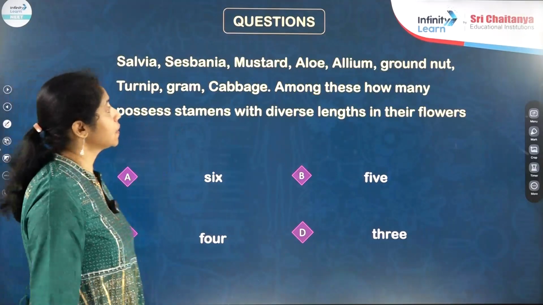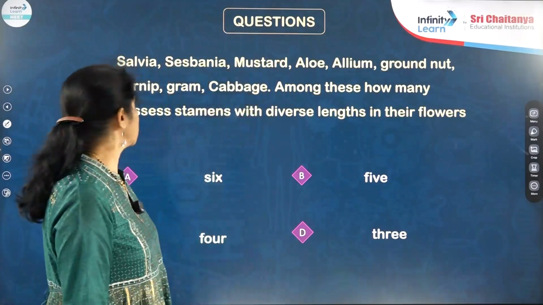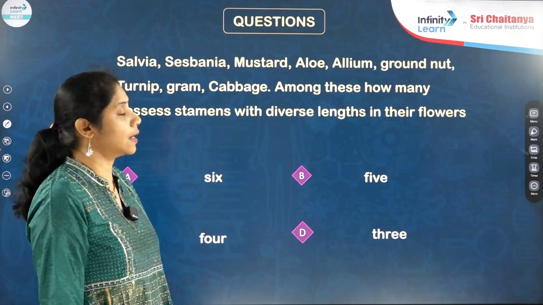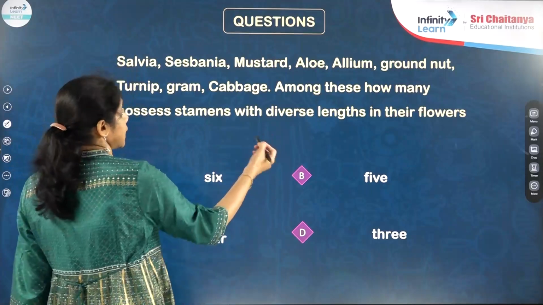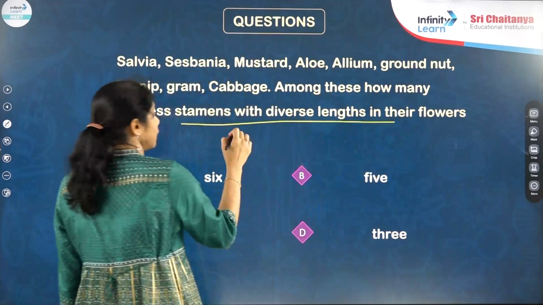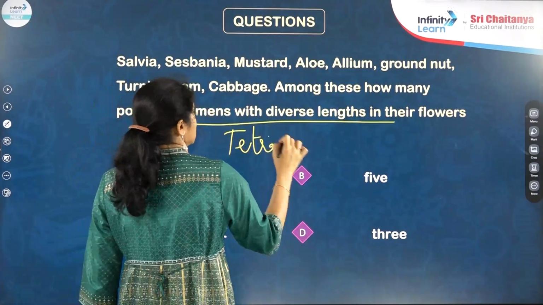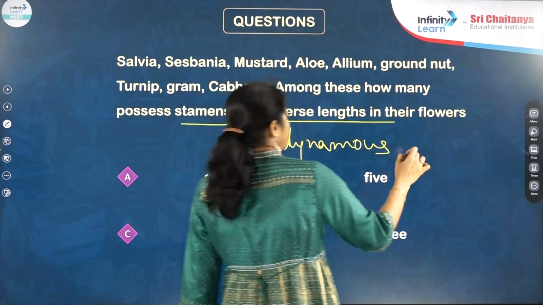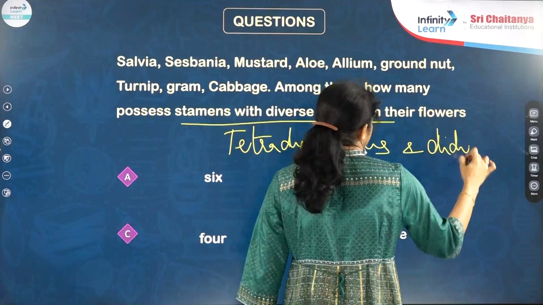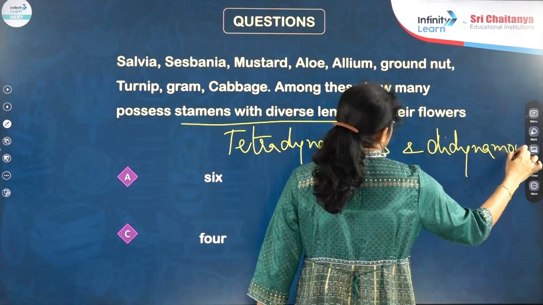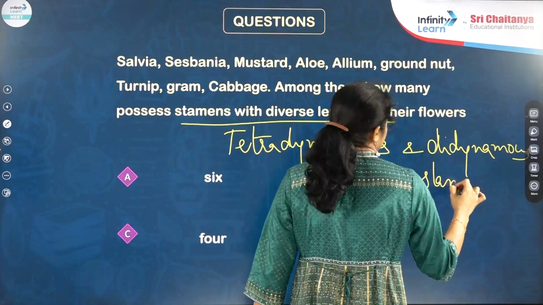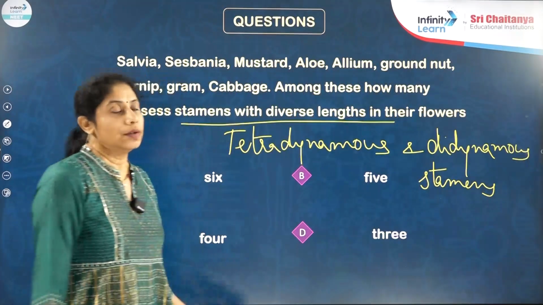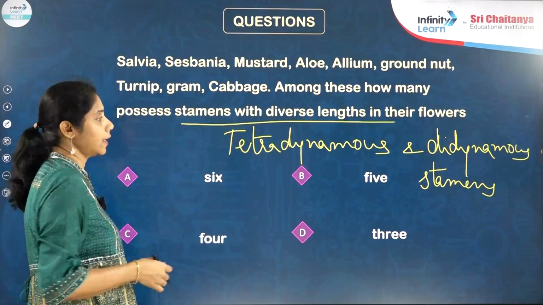Salvia, Sesbania, mustard, aloe, allium, groundnut, turnip, gram, cabbage. Among these, how many possess stamens with diverse lengths in their flowers? For this condition, stamens with diverse lengths in their flowers means tetradynamous and even didynamous conditions. Didynamous stamens. So these 2 conditions are seen in the given examples.